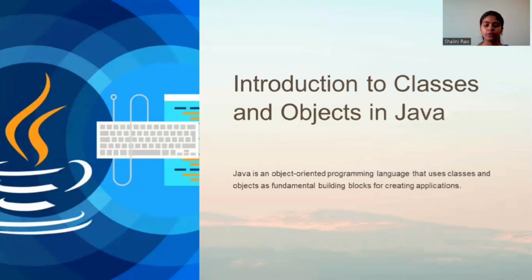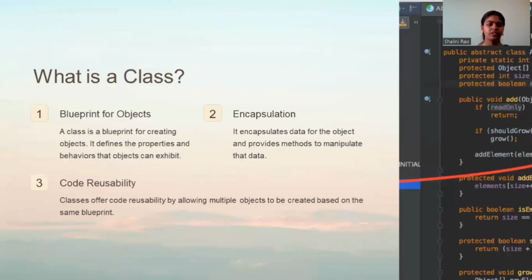Java is an object-oriented programming language which uses class and object as fundamental building blocks for creating applications. What is a class? Blueprint for objects. A class is a blueprint for creating objects. It defines the properties and behaviors that objects can exhibit.